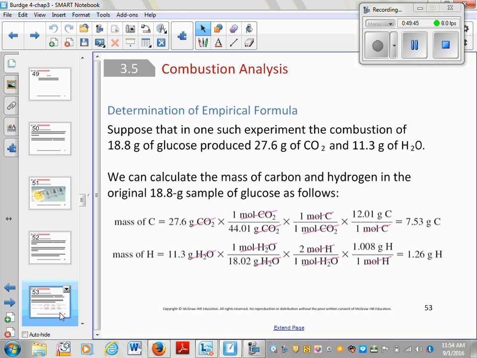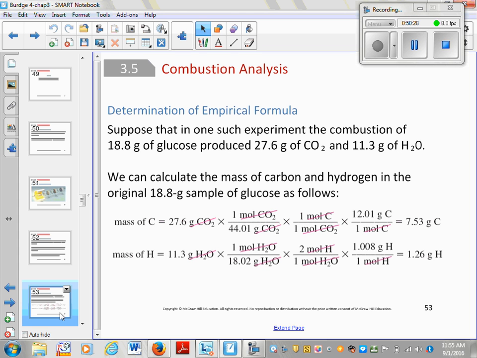Similar calculation for hydrogen. Starting with 11.3 grams from the water. We go to moles of water by dividing by the molar mass. But now we go from moles of A to moles of B. How many hydrogen atoms for water? 2. So now instead of 1 to 1, it's 2 to 1. So you get 2 moles of hydrogen per mole of water. And then final step, we multiply by the molar mass of water. And if we do all of that, now we end up with hydrogen, 1.26 grams.